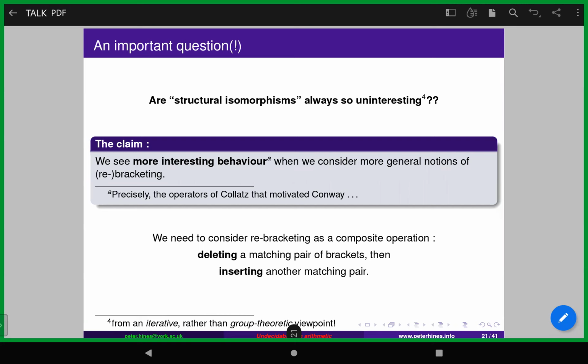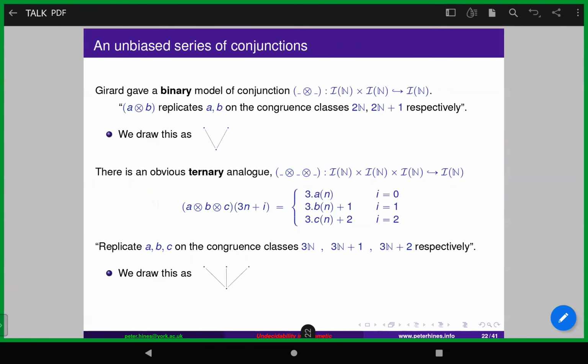So in terms of how to proceed with this, first thing we need to do is give a slight generalization of Girard's conjunction. So we've got this binary model of conjunction and it replicates two functions on the even numbers and the odd numbers. We're going to do the most obvious thing in the world here and give a ternary analog. So instead of replicating A and B on the odds and evens, we're going to take A, B, and C and replicate them on the congruence classes modulo 3: remainder 0, remainder 1, and remainder 2. And we're going to start drawing these things as trees because in a moment, I'm going to be plugging trees together.